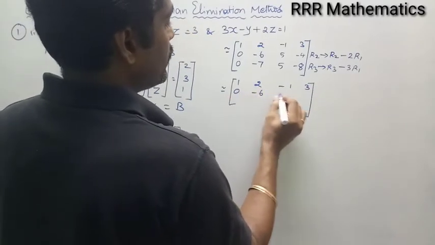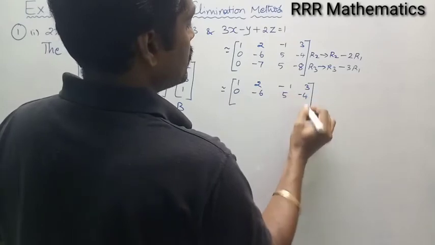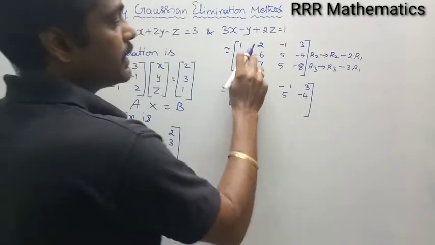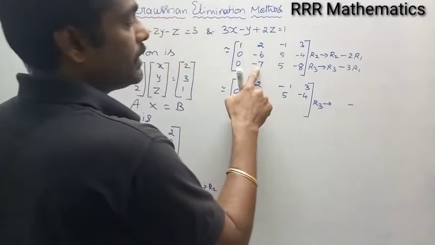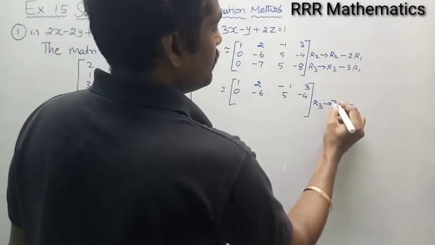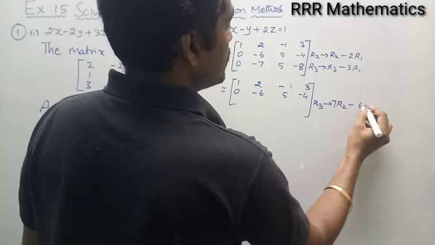Leave the second row as it is. I need 0 here. Both are the same sign, so I wanted to subtract. Next, I have 7 here, 6 here. Multiply 7 in R2, 6 in R3.